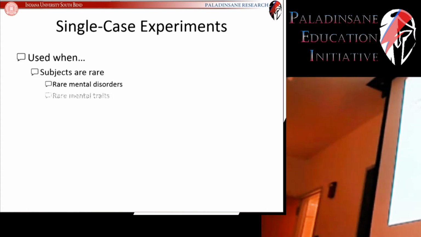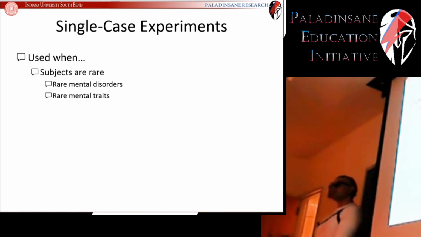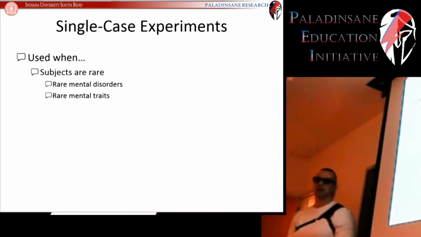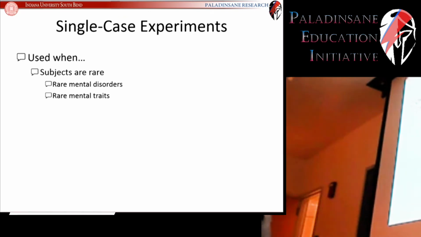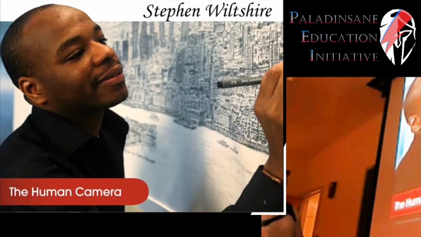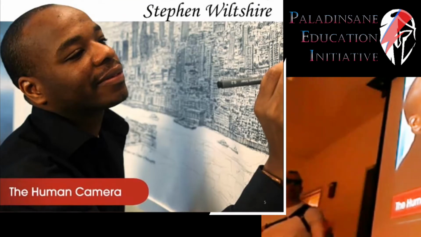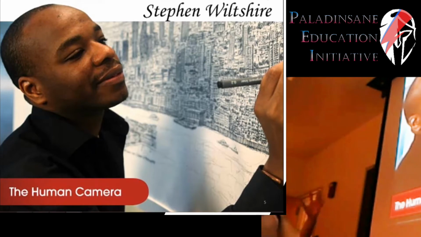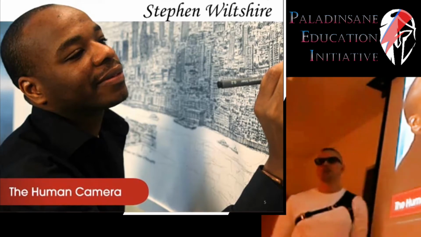So rare mental disorders, also rare mental traits, right? Looking on the positive side, sometimes you want to study people with really outstanding talents that make them incredibly unique. One example of this is Stephen Wiltshire. He's known as a human camera. And we'll take a look at a video of his capabilities. Suffice it to say, he's incredibly unique. So let's take a look at exactly what he can do.